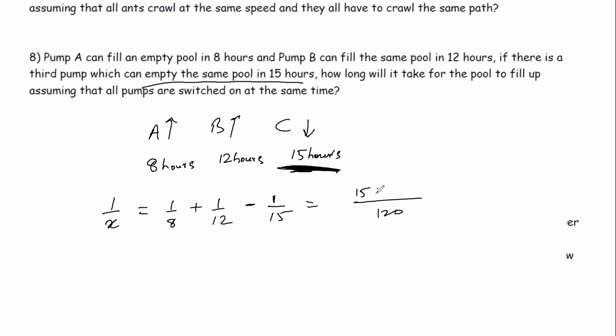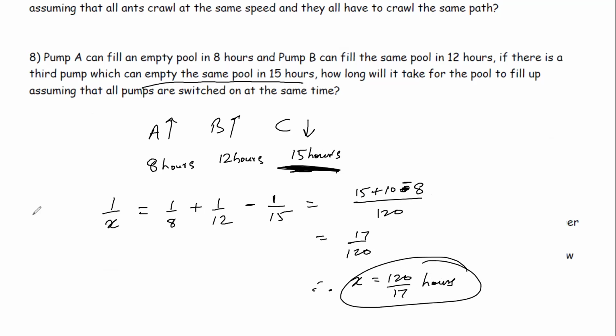120: 8 15s are, 12 10s are, 15 8s are. So minus it. Okay. So that's 17 over 120. Therefore, the answer is 120 over 17 hours. Got it? So use a number like 2 hours and you'll see what I'm trying to tell you. Okay. If you use 2 hours, I believe that it will never fill up.